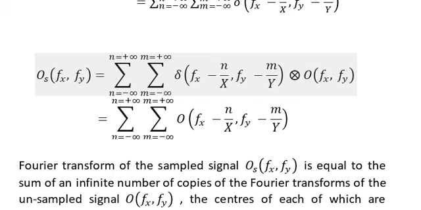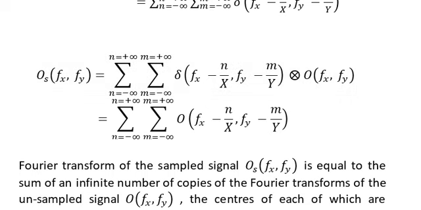which is capital O subscript S, evaluated at the coordinates fx comma fy, is equal to two summations. One is on n, the other is on m, both from minus infinity to plus infinity, of the two-dimensional delta functions, convolved with the Fourier transform of the continuous signal, which is the original signal capital O evaluated at the coordinate fx comma fy. So when you convolve these two signals, the argument of the delta function will replace the argument of the function, that is fx in the signal will be replaced by the argument of the delta function, which is fx minus n over X, and fy in the signal will be replaced by the argument of the delta function, which is fy minus m over Y.